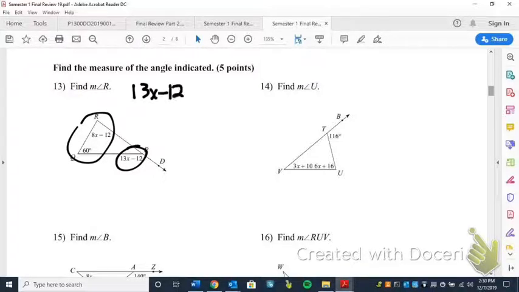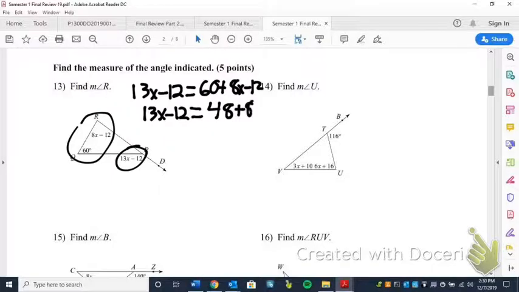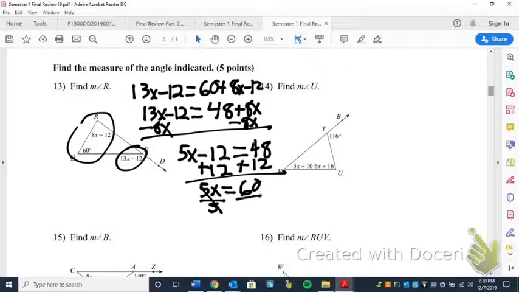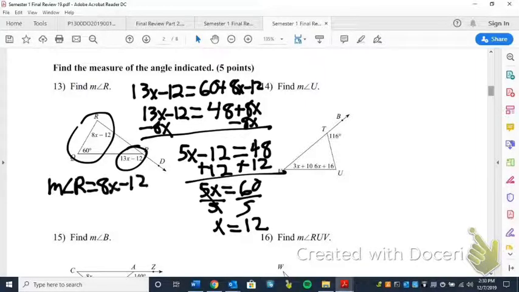So we set up 13x minus 12 equals, because even though we know that r equals 8x minus 12, we need to find out what x equals. So we have 13x minus 12 equals 60 plus 8x minus 12. We're going to go 13x equals 8x plus 48. So I'm going to subtract 8x from both sides, and that's going to give me 5x equals 48 plus 12. Add 12 to both sides. 5x equals 60. Divide by 5, and we get x equals 12. So I know that the measure of r is 8 times x minus 12. So I'm going to plug that 12 right in.